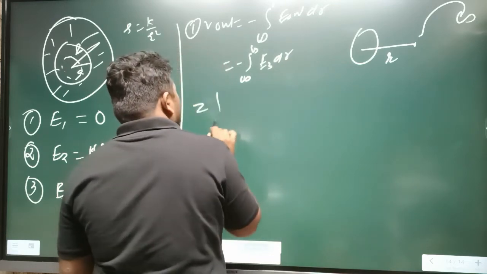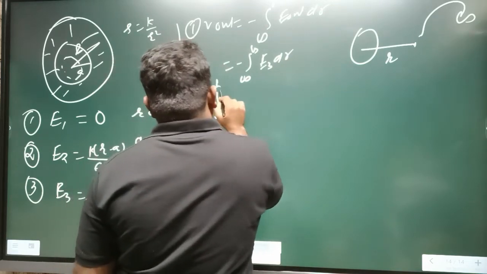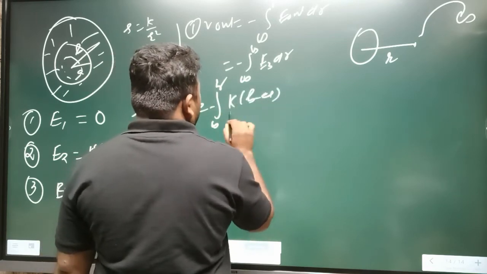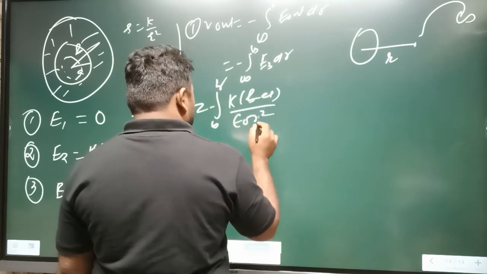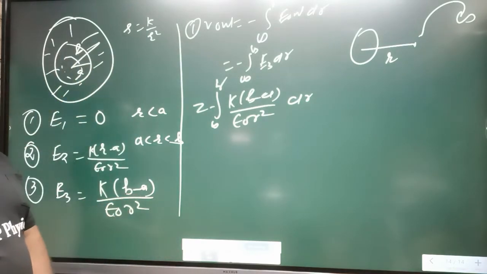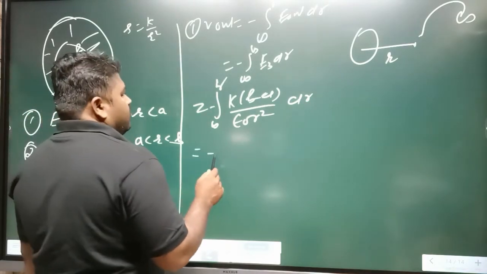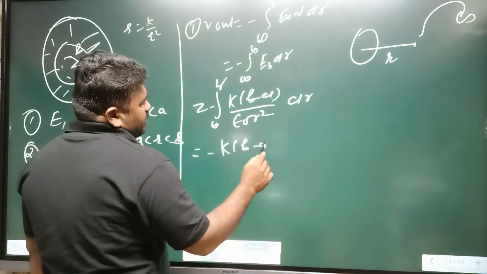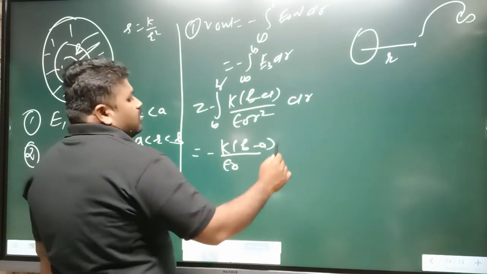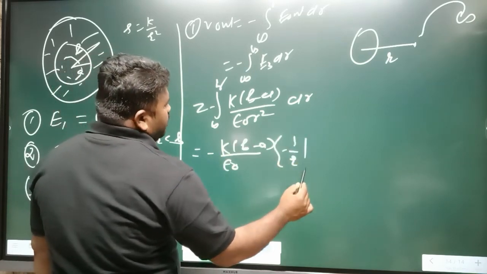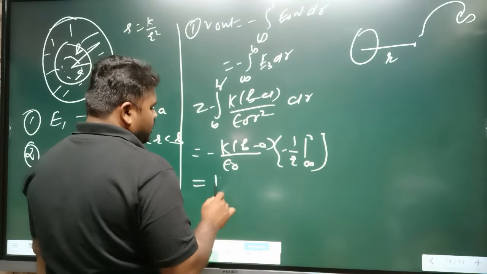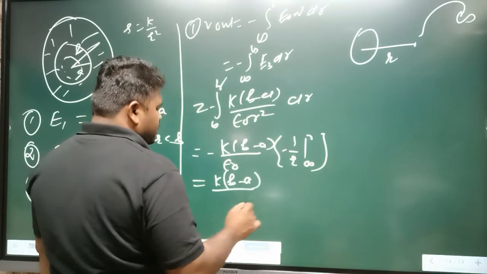What is the value of E3? Minus infinity to small r, E3 is K (B minus A) upon epsilon naught R square into dr. Yes or no? K (B minus A) upon epsilon naught R square. Which part can we take common out? Minus K (B minus A) upon epsilon naught. We can take common out 1 by R square. 1 by R square integration is minus 1 by R, limit infinity to small r. Minus becomes plus: K (B minus A) upon epsilon naught R.